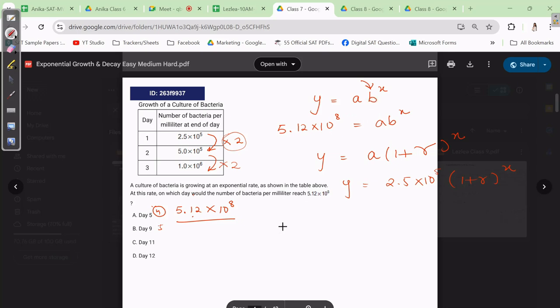Okay, so the ratio is 2. What will be the equation? First, let's write down the equation. So 2.5 times 10 to the fifth power times 2 to the power of x.